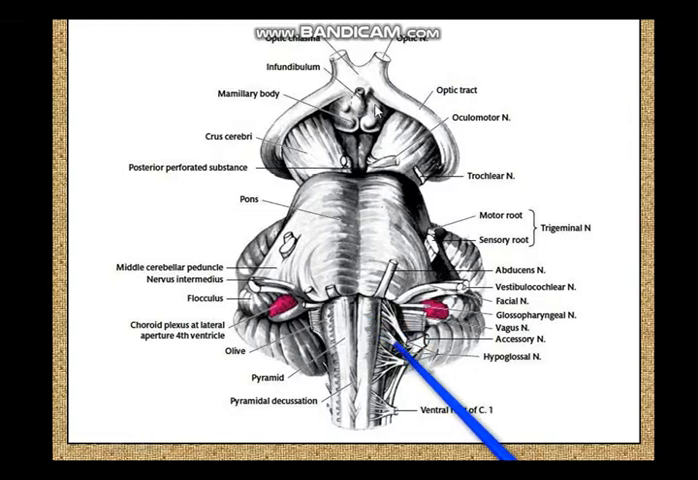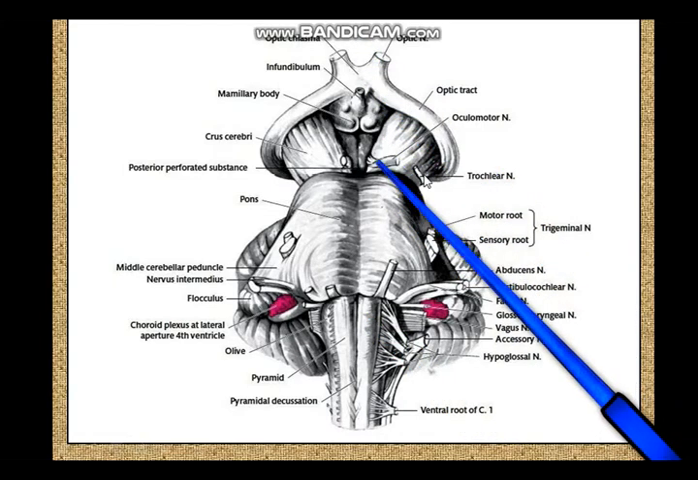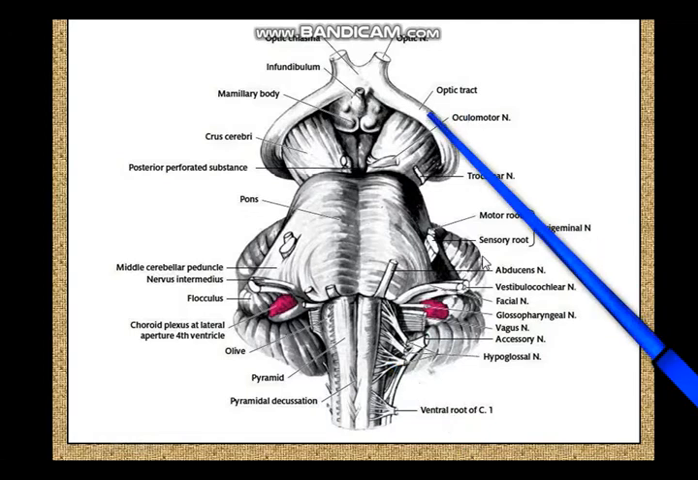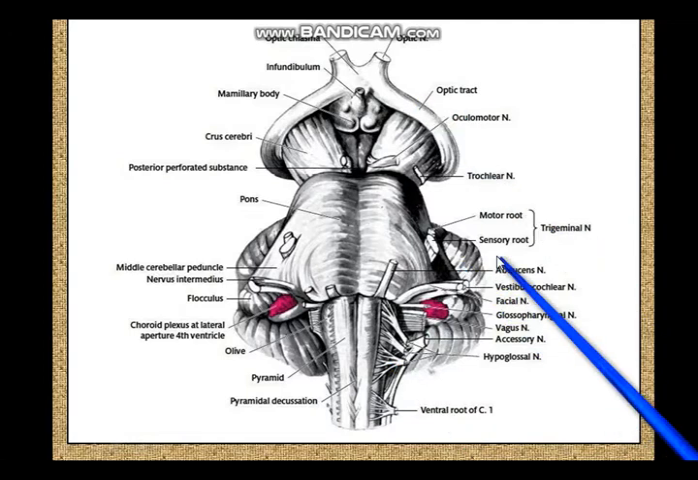So now you have seen optic nerve, oculomotor nerve, trochlear nerve, trigeminal nerve, abducens nerve, facial nerve, vestibulocochlear nerve, glossopharyngeal, vagus, accessory and hypoglossal nerve. So you have seen 11 of the 12 cranial nerves. The remaining one is not visible in this picture. It does not come down to the level of the brain stem.